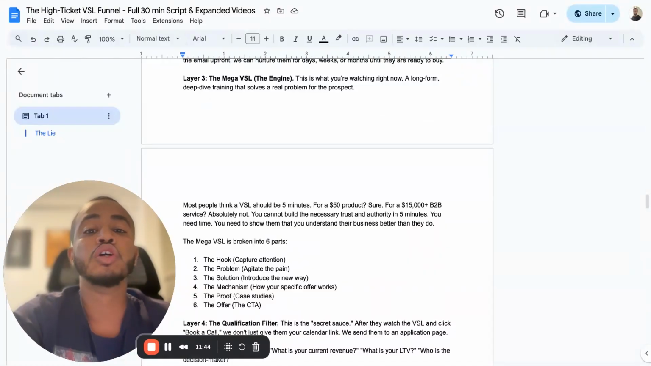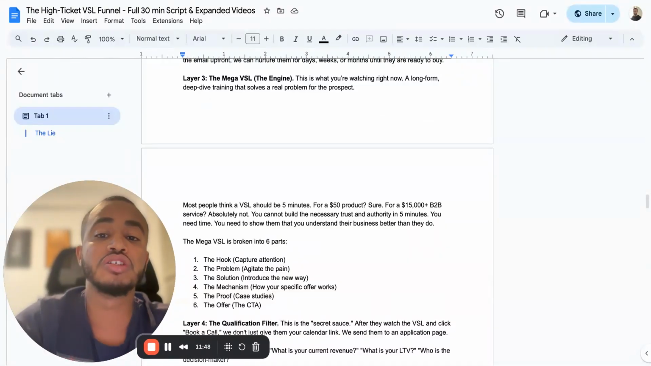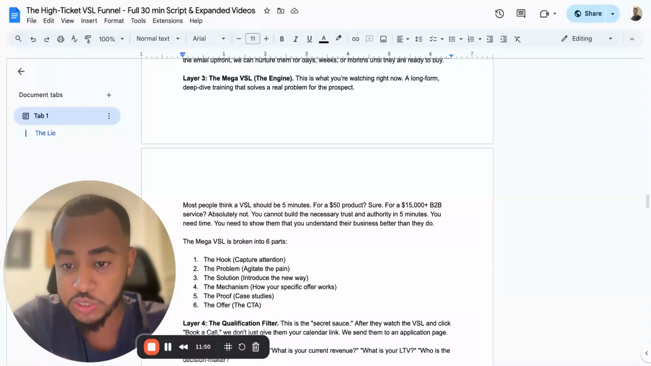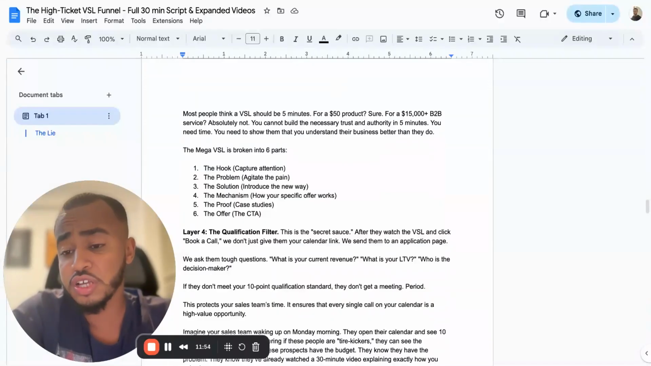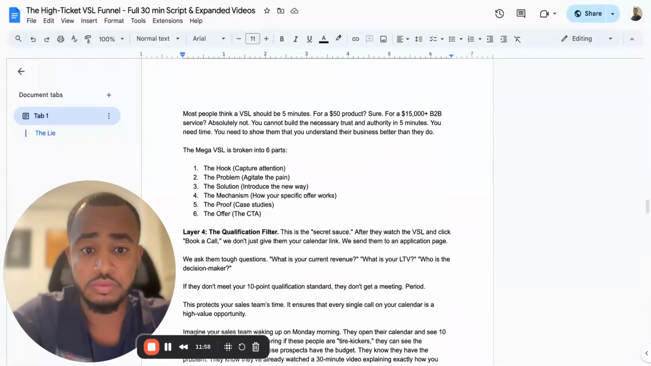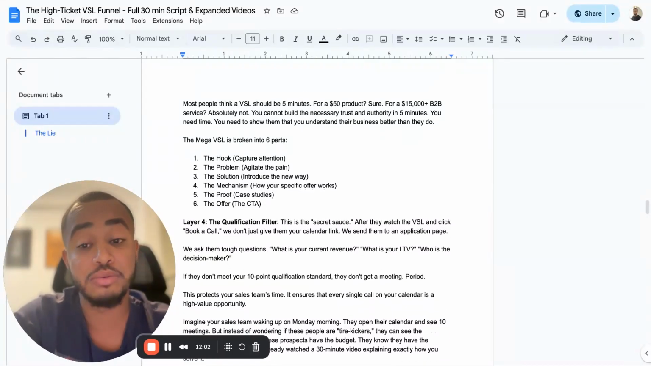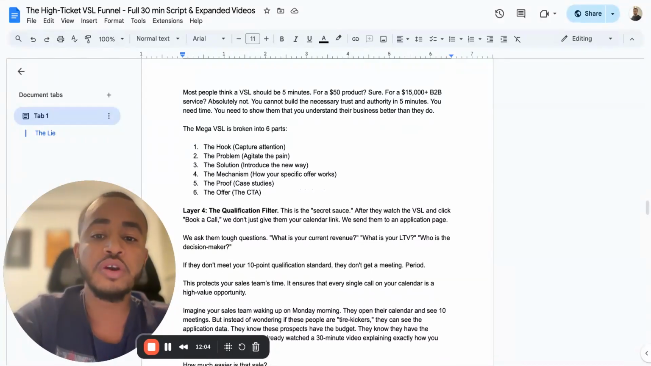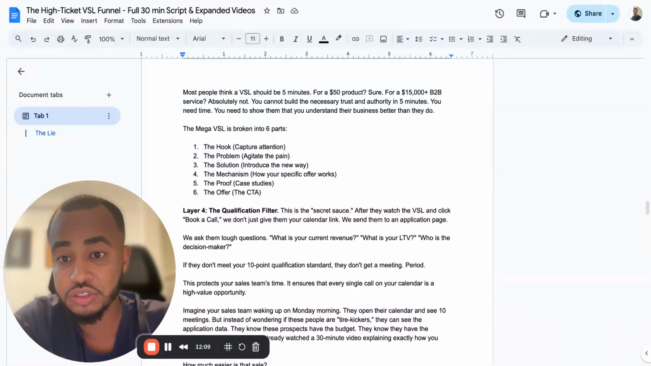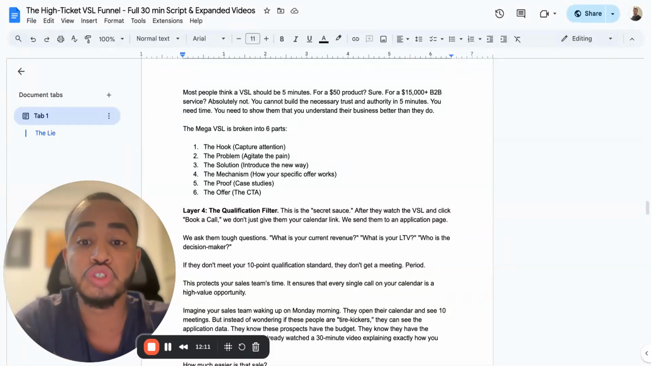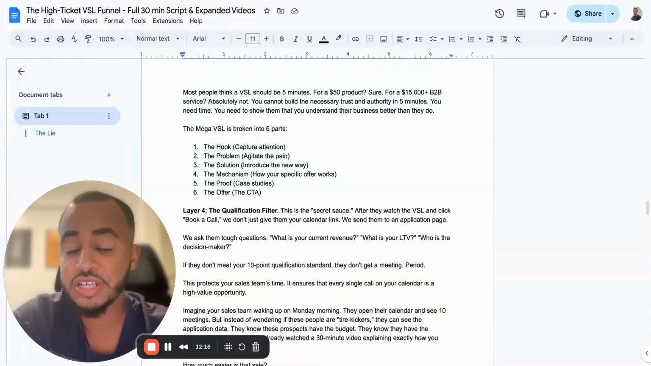Okay, Layer Three, the mega VSL engine. This is what you are watching right now: a long-form deep-dive training that actually solves a real problem for the prospect. Most people think a VSL should be 5 minutes. If you are selling a $15 product, sure. But for high-ticket deals, for high-ticket services, absolutely not. You cannot build the necessary trust and authority in 5 minutes. You need time. You need to show them that you understand their business better than they do.